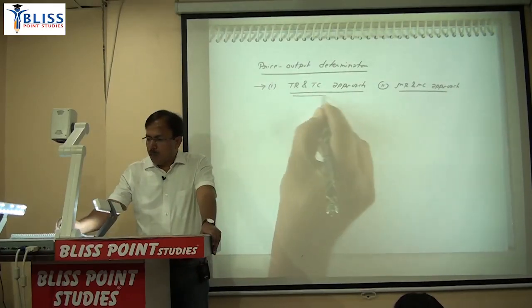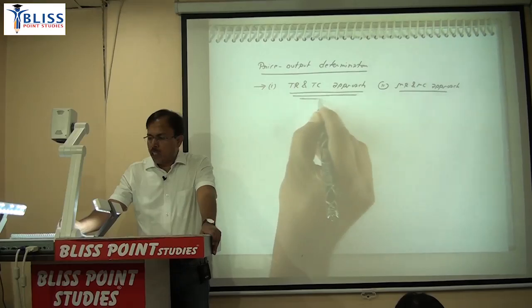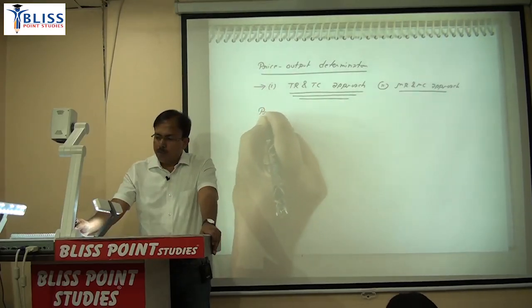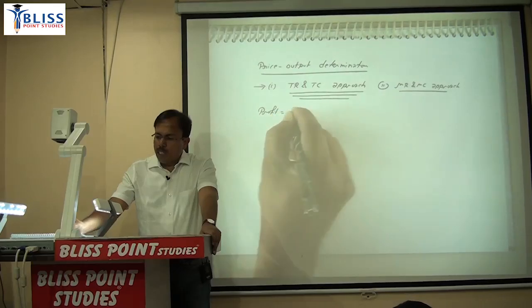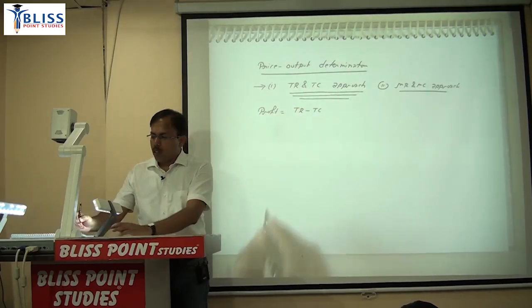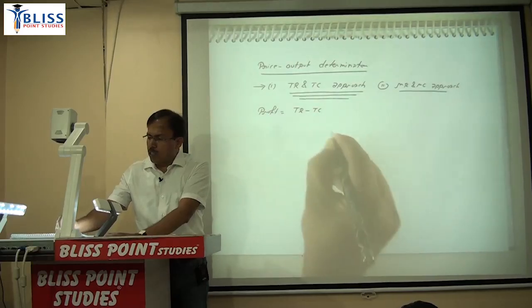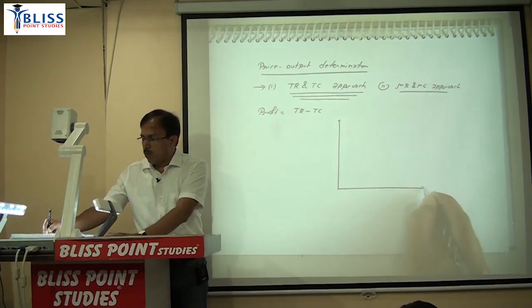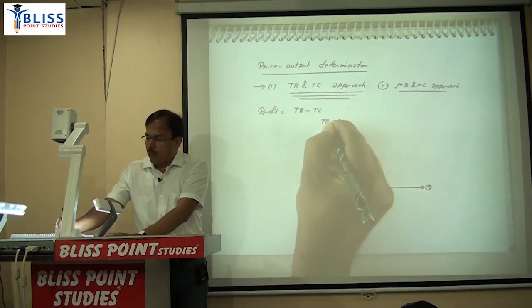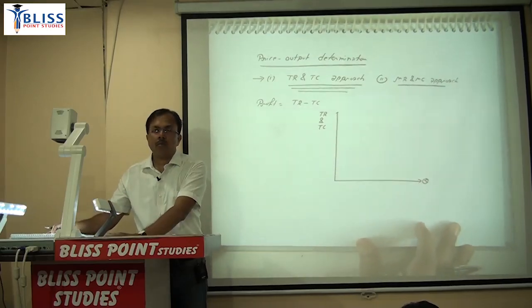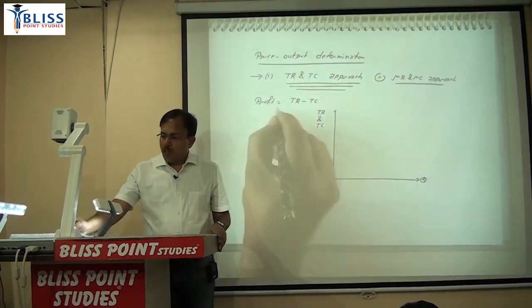So first approach first. We are explaining right now TR and TC approach. So how to calculate profit? Profit is the difference of our revenue and cost. So if you follow this approach, TR and TC approach, we can write here quantity, here total revenue and total cost. ठीक है? What is total revenue?